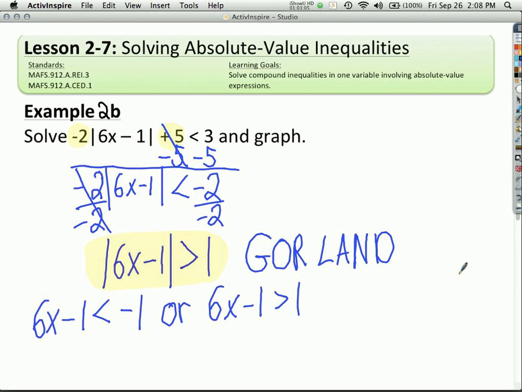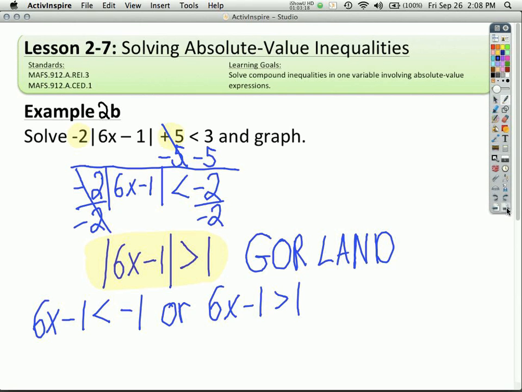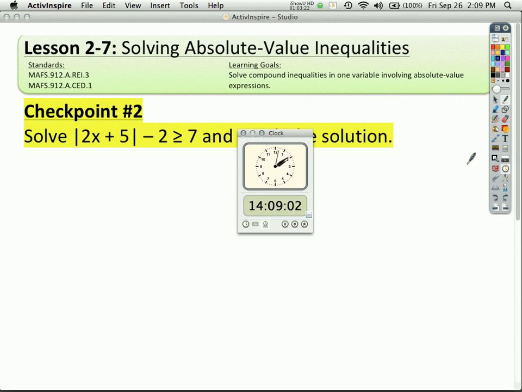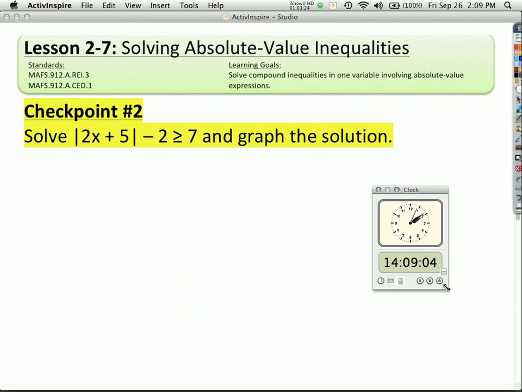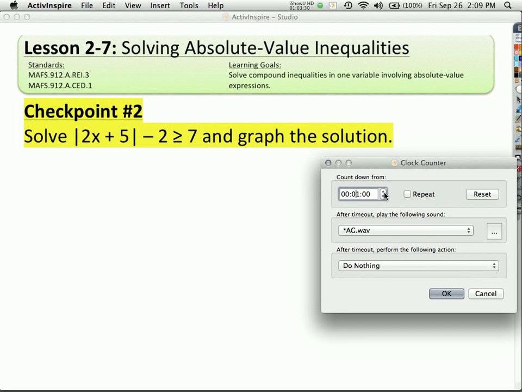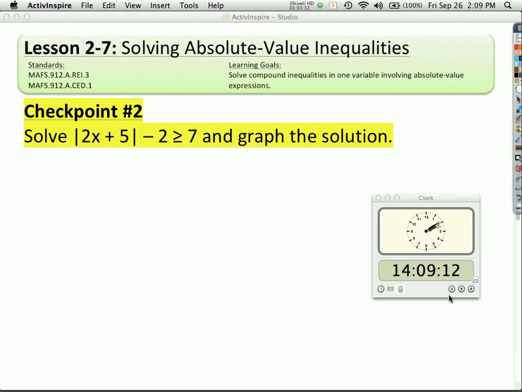So you're going to do a checkpoint in a moment. Give me a thumbs up if you predict you will get the checkpoint correct. Give me a thumbs up if you predict that you will get it correct. Good. Put your thumbs down. Let's see if you can make that happen. Checkpoint number 2. You got 3 minutes.